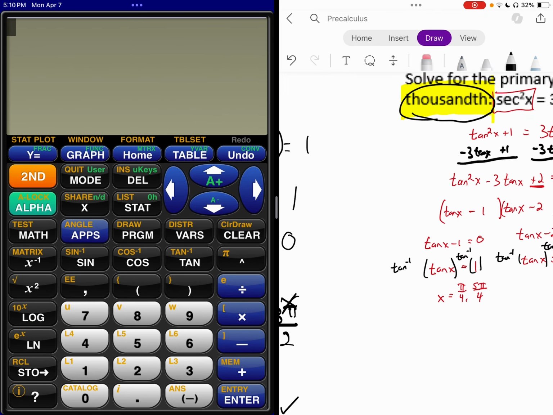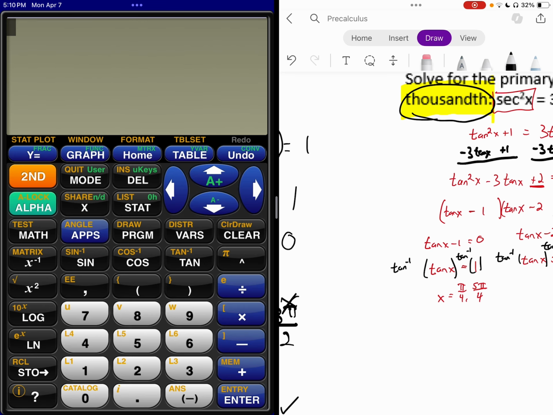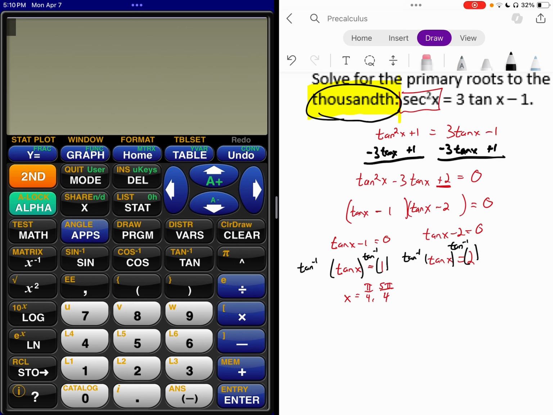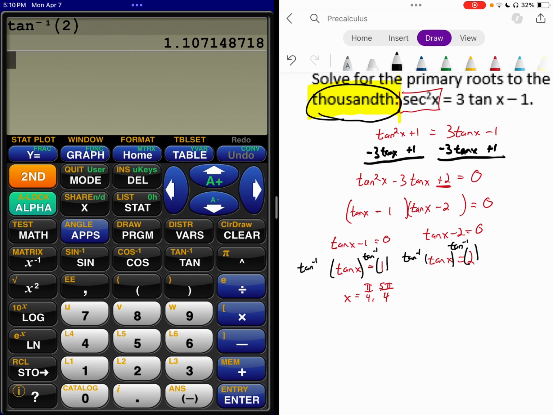So here's a calculator. We do need to make sure this is in radians, which it is, and we want the inverse tangent of 2. Now that is x equals 1.107. So that's to the nearest thousandth. That's going to be in the first quadrant.